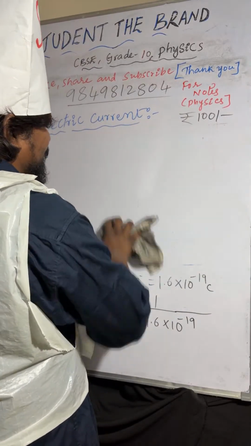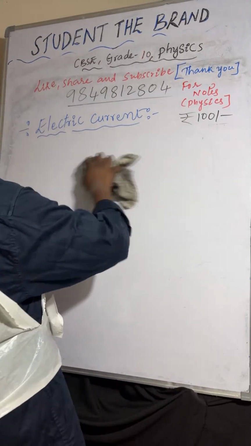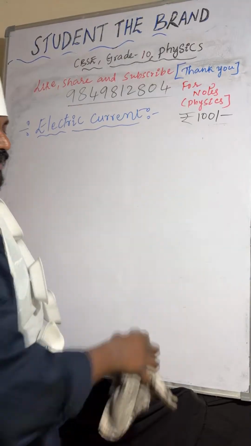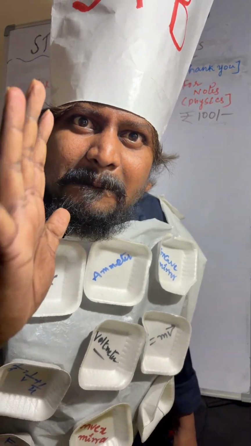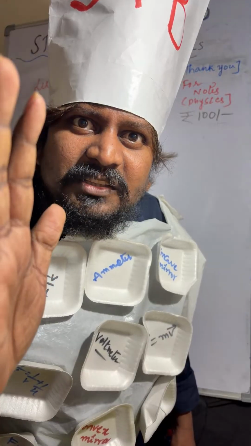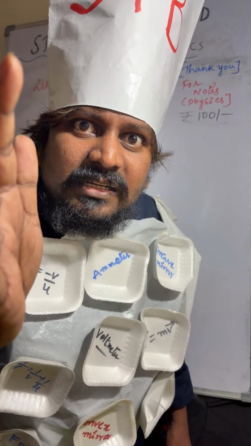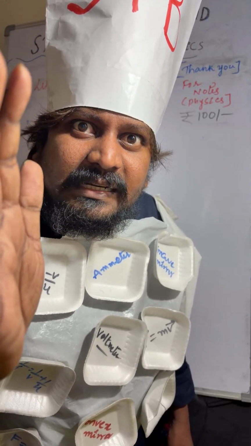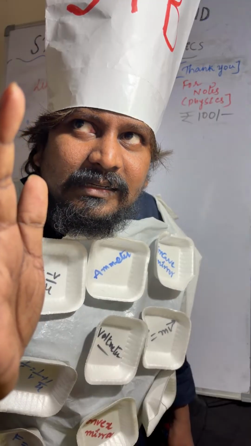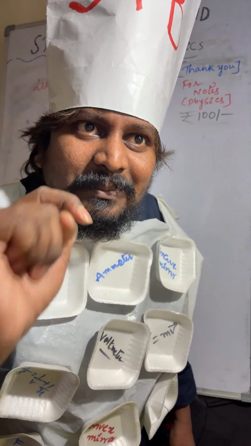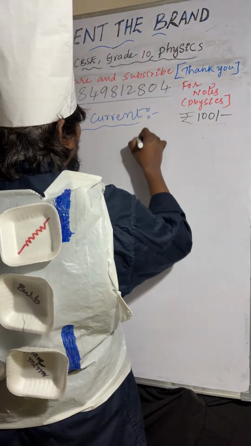So that is about electric current. Charge, everything is completed. Now, electrical elements. What are the electrical elements? Cell, battery, open switch, closed switch, resistor, rheostat, ammeter, voltmeter, wire joining, wire crossing, and bulb.